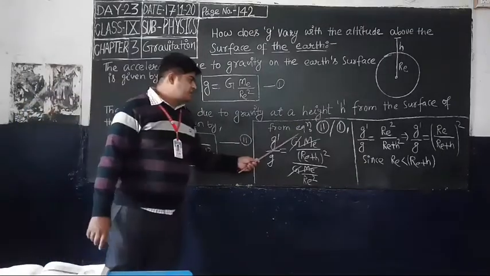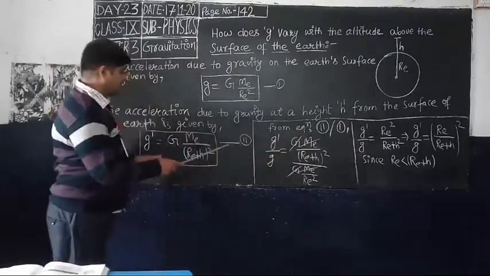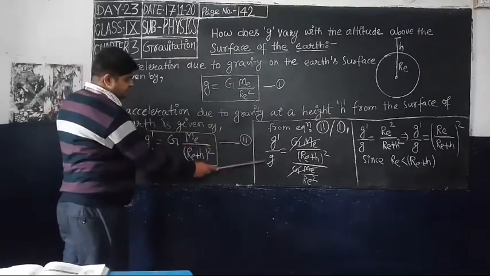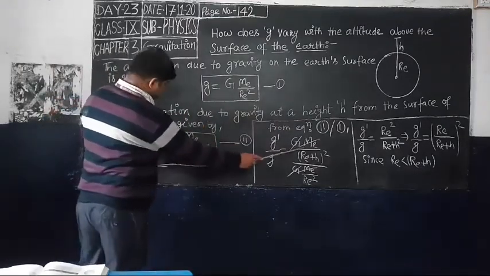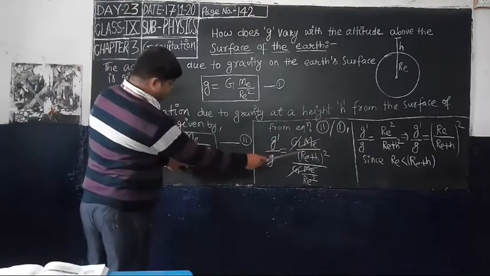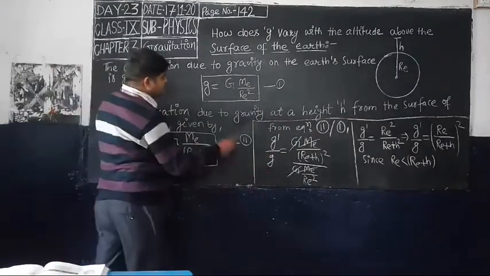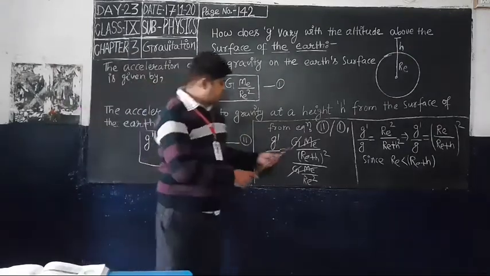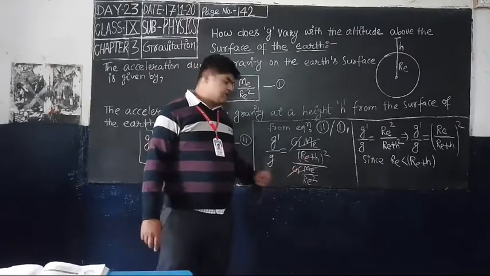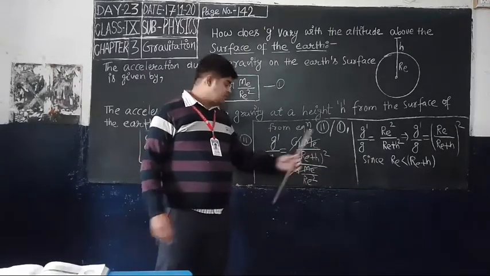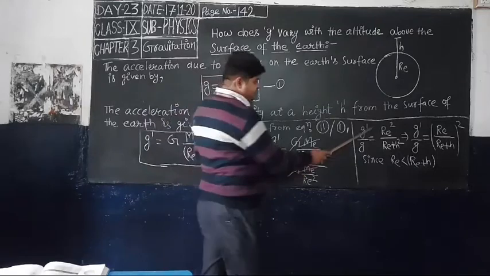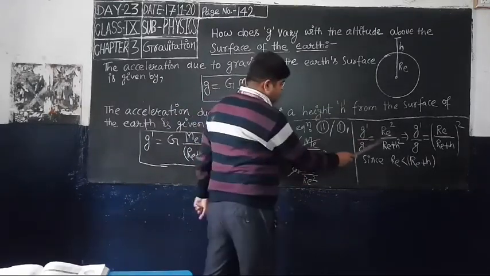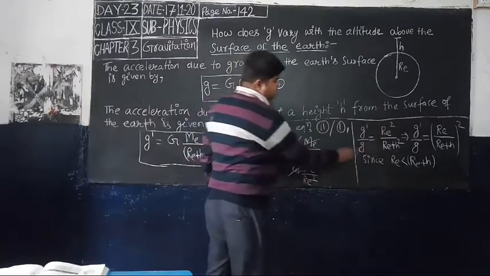From equation 2 divided by 1, the left side is g dash by g, equal to the right side, G Me by (Re plus h) whole square, by G Me by Re square. Now let us see here, capital G cancels out, Me cancels out, and Re square goes to the numerator. So we can say that g dash by g equals Re square by (Re plus h) whole square.